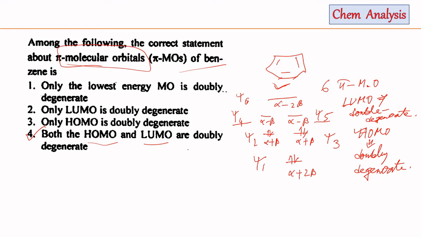You can watch my previous video on Huckel molecular orbital theory. You can easily identify the energies of the different pi molecular orbitals of benzene as well as different acyclic systems.